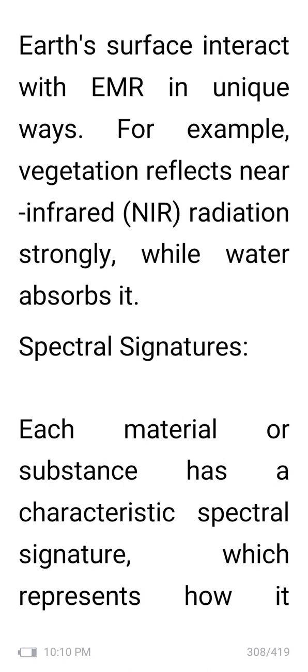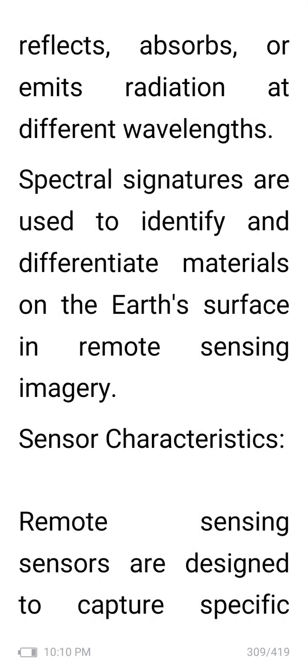Then spectral signatures. Each material or substance has a characteristic spectral signature, which represents how it reflects, absorbs, or emits radiation at different wavelengths. Spectral signatures are used to identify and differentiate materials on the Earth's surface in remote sensing imagery.